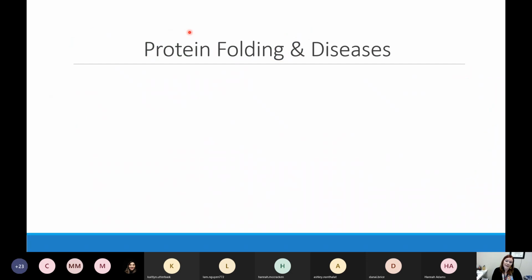Now, like we mentioned at the very beginning of this class, we can have some problems if our proteins don't fold correctly or if their structure's not quite right. So for us to have a functional protein for the correct physiology, I have to have the right shape, the right anatomy.